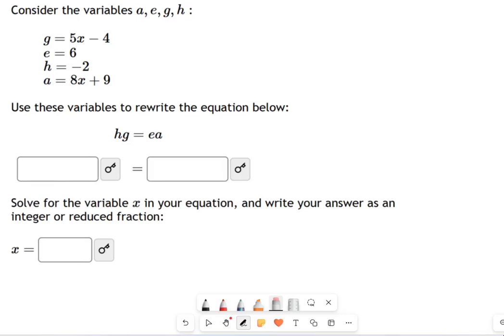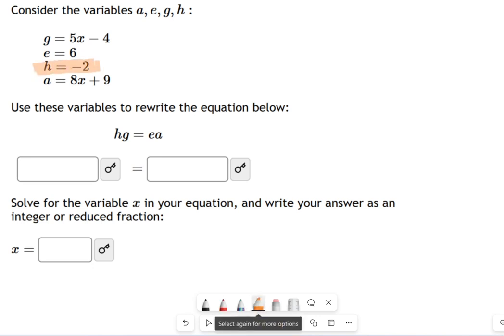First, you might be looking at this thinking it's a really complicated problem. But if you notice what they're talking about right here, HG equals EA, well, look at the top. You've got HG, E, and A. They give you what all those things are. So your very first job is to simply plug those values in.